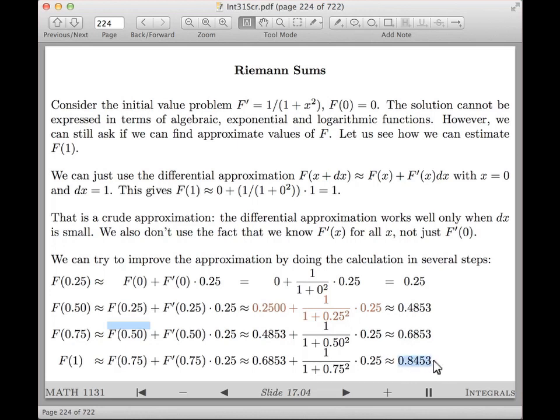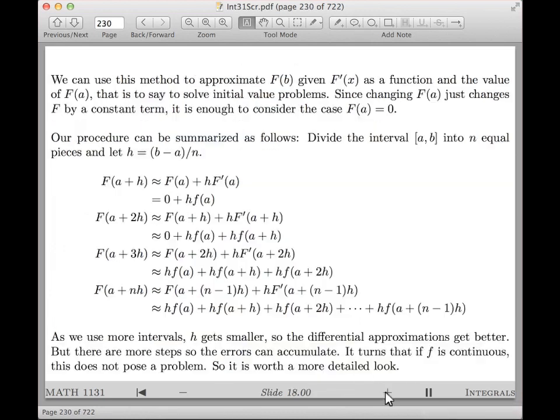So I get a different answer, and it turns out this is a better approximation. The exact value of f of 1 is pi over 4, which is around 0.78 something. Now I used only 4 steps here. What if I use more steps? We will come to this with examples later.